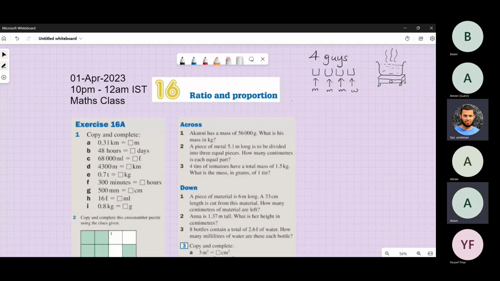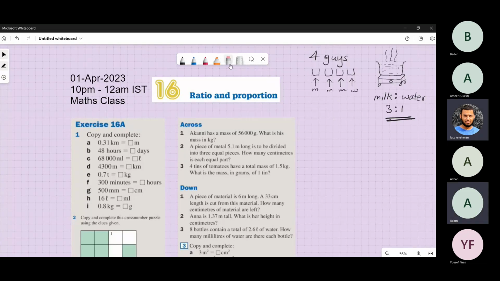Okay. So what is the ratio of milk to water in my pot? The ratio is 3 to 1. How many cups of milk did I put? 3 cups. How many cups of water did I put? 1 cup. So it will be 3 to 1. It is written as this.